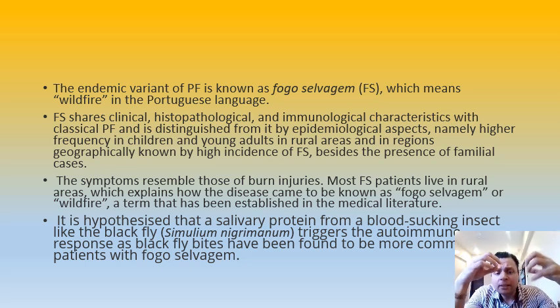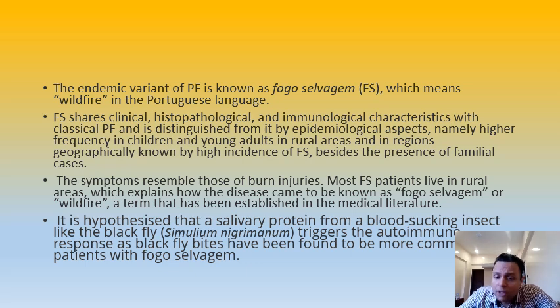The symptoms resemble a burn injury. Most Fogo selvagem patients live in a rural area, which explains how the disease came to be called Fogo selvagem, or wildfire, a term that has been established in the medical literature. They also think it may be because of some salivary protein in the blood-sucking insect, like the black fly Simulium nigrimanum, which triggers the autoimmune response, because this is all molecular mimicry. A black fly's bite has been found to be more common in patients from this Fogo area. These are the areas where it is very common. So this is what it is about.